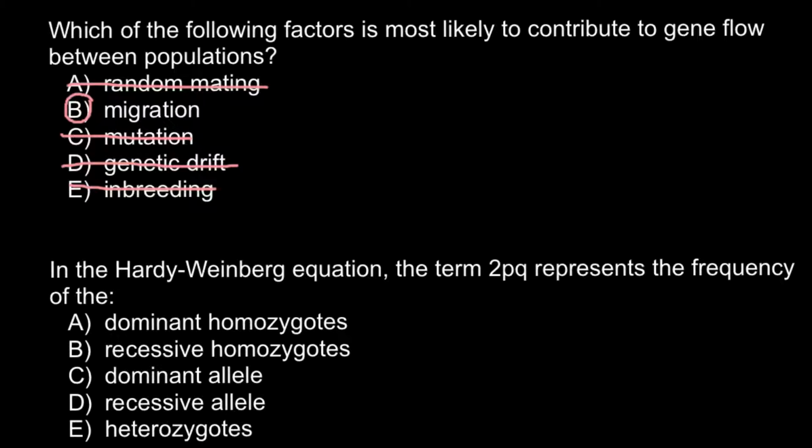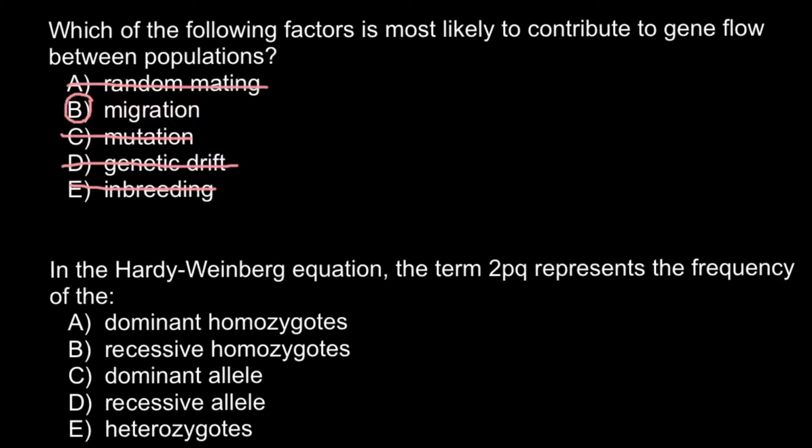And next question. In the Hardy-Weinberg equation, the term 2pq represents the frequency of the, and once again we have 5 answers to choose from. Answer A, dominant homozygotes. Answer B, recessive homozygotes. Answer C, dominant allele. D, recessive allele. And E, heterozygotes.